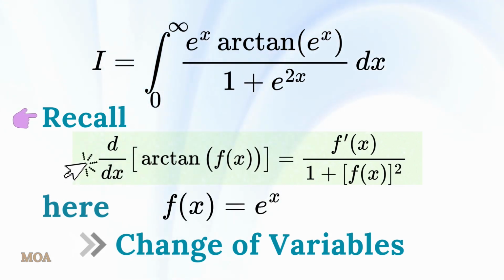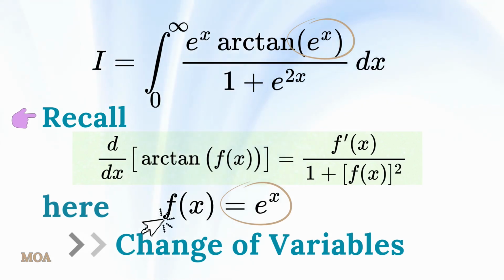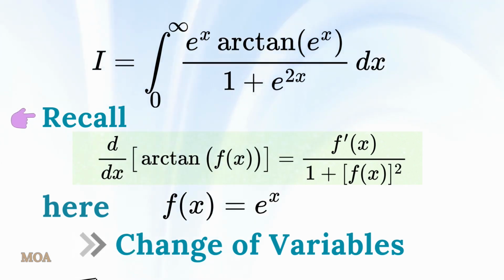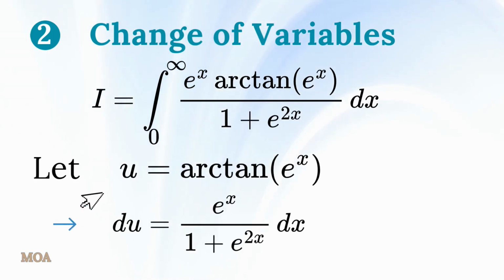Since we know that the derivative of the arctangent of a function f of x with respect to x equals f prime of x divided by 1 plus the quantity f of x, all squared. And since this inner function f is here represented by e to the power of x, this expression hides the change of variables method. So, let u equal the arctangent of e to the power of x. This implies that du equals e to the power of x divided by 1 plus e to the power of the quantity 2x with respect to x.